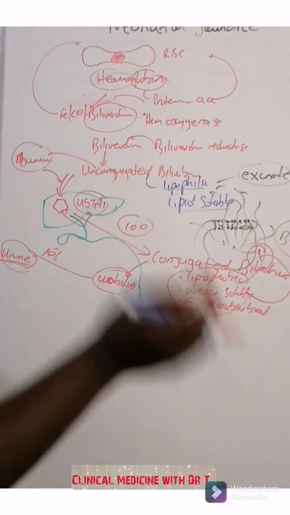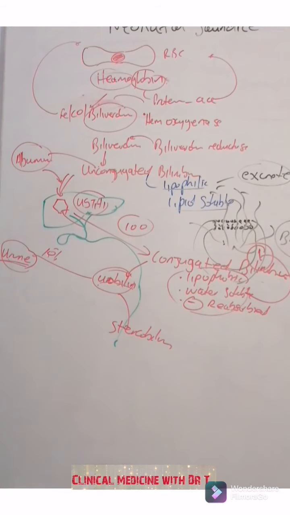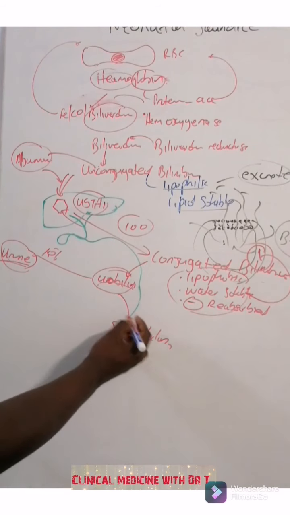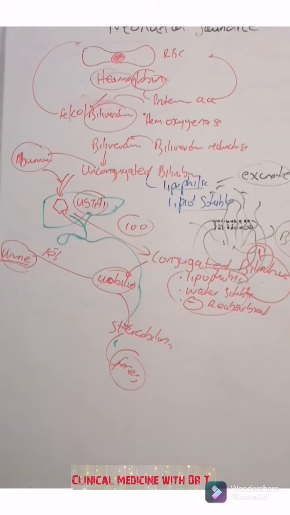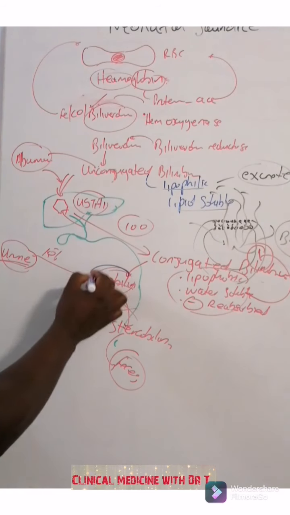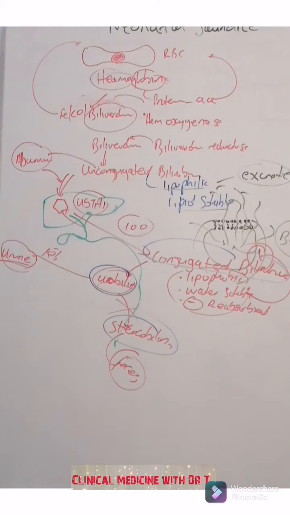The rest, the 90%, bacteria come again and convert it into stercobilin. Stercobilin is finally excreted in the feces and gives feces that brownish color. Now it makes sense that if you've got obstruction and you're not excreting, you're not getting any bilirubin that forms part of the feces, so your stools become pale. You get pale stools when you've got obstructive jaundice. Very important points, guys, to remember. Remember these steps.